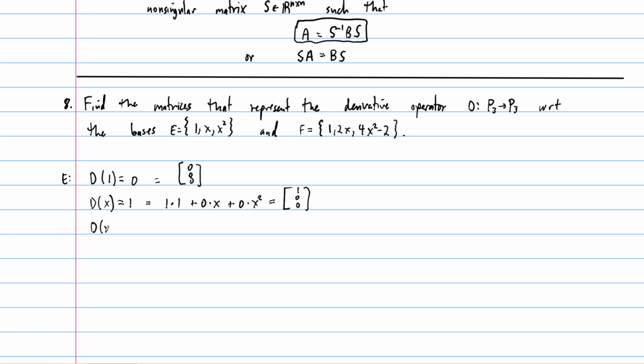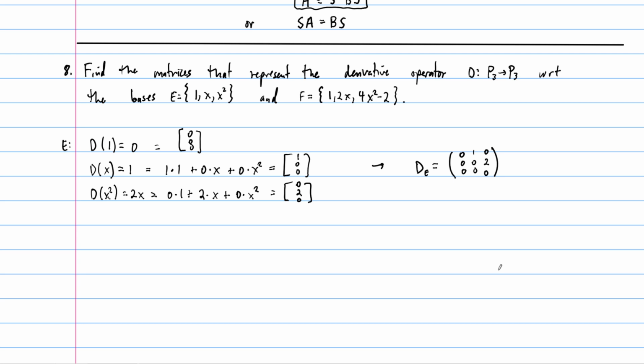And then finally, the derivative of x squared is 2x, right? And so this is going to be 0 times 1 plus 2 times x plus 0 times x squared. And so in coordinates, this one's going to be 0, 2, 0. And so the matrix that represents our derivative, let's just write this matrix as D as well, but we'll do it as D sub E so that we know that there's a basis here. This matrix is going to be 0, 0, 0 in the first column, 1, 0, 0 in the second column, and 0, 2, 0 in the third column.